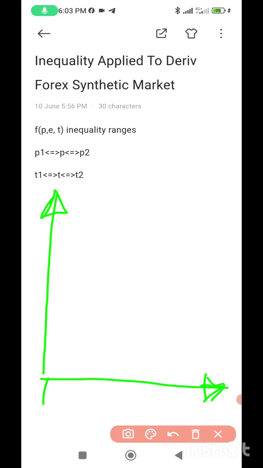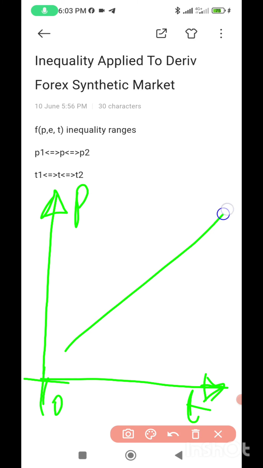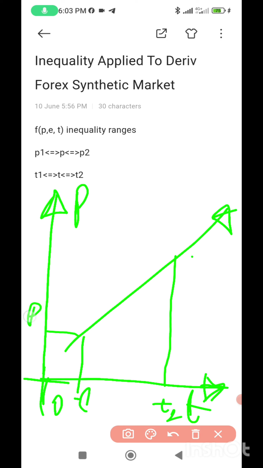So this is the origin, and this is the time, and this is the price axis. In an uptrending market, we are going to say that when we map this time here, T1, and then map another time here, T2, we can equally map the price, which is P1, and then the price again, which is P2.